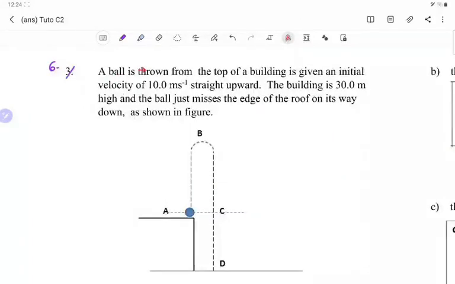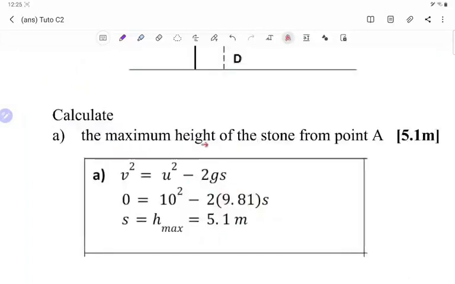Alright, number 6, a ball is thrown from the top of a building with an initial velocity of 10 meter per second. Okay, dia dibaling daripada atas bangunan 10 meter positive straight upwards. Okay, the building is 30 meter high and the ball just misses the edge of the roof on its way down. Okay, maksudnya bola ni kita dah baling dia naik atas, lepas tu kita terlepas daripada bangunan tu, dia turun ke bawah lagi. And then the first question is to find the maximum height of the stone from point A.